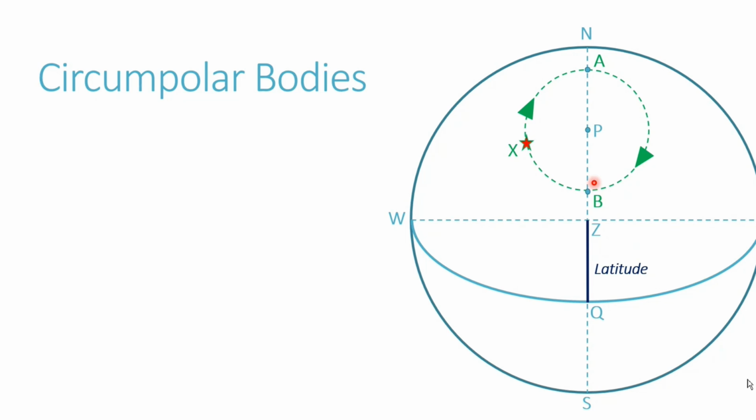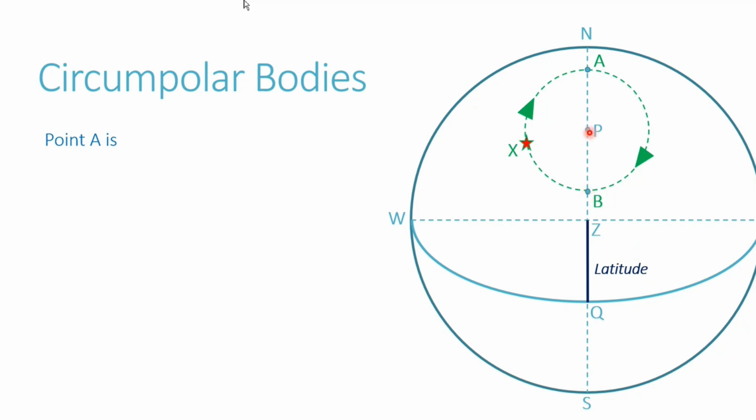For a normal body which is not circumpolar, it will come north or south of you, or in other words, on your meridian, only once in a day. But a circumpolar body will be north or south of you twice in a day, roughly after an interval of 12 hours. Both of these instances are called meridian passages.